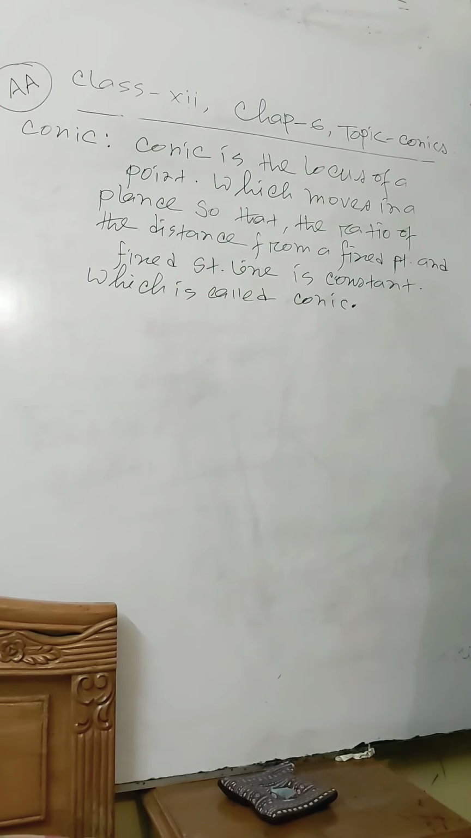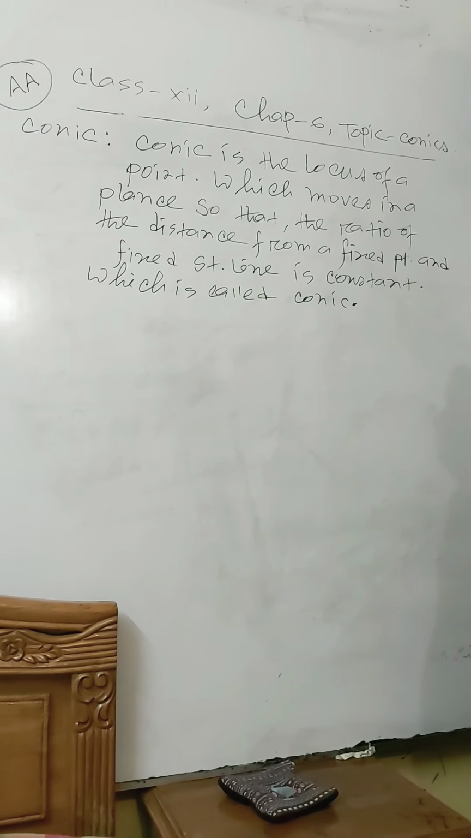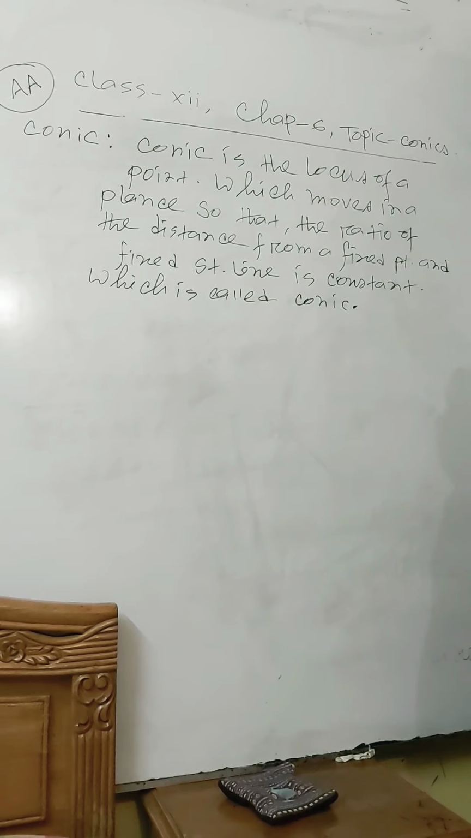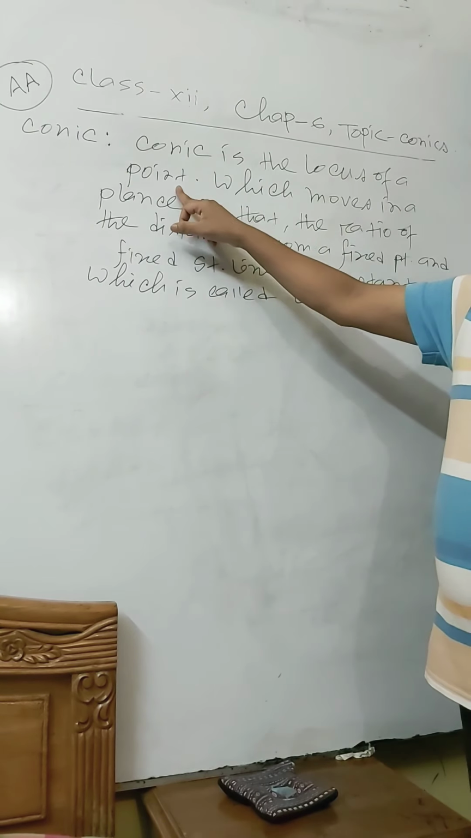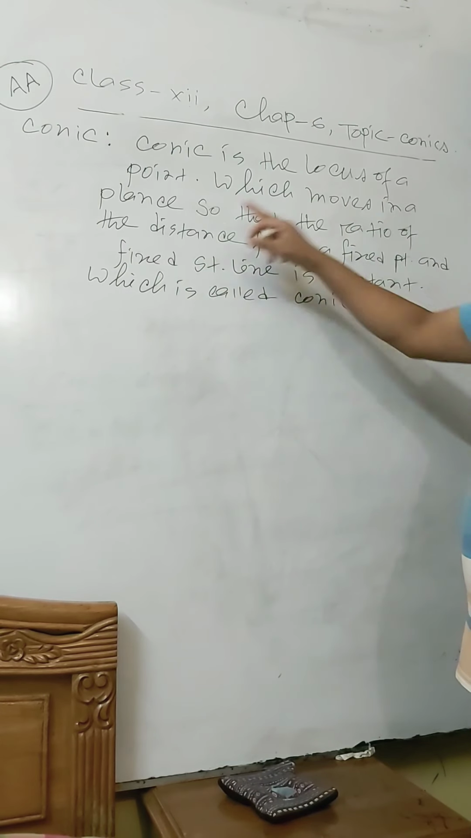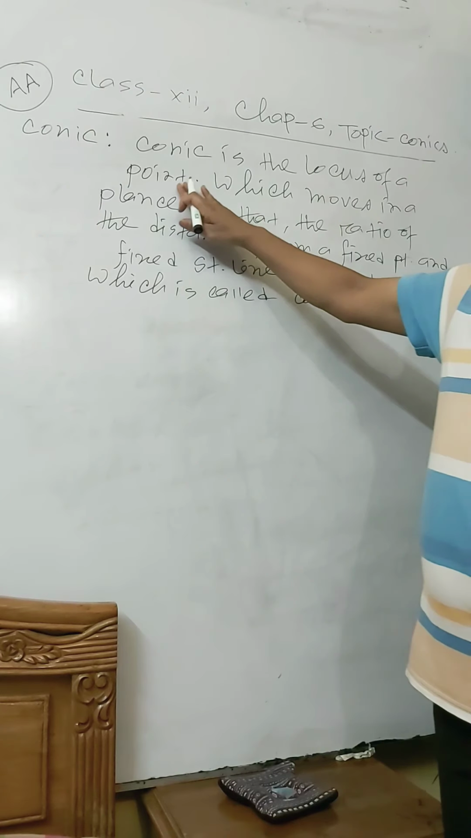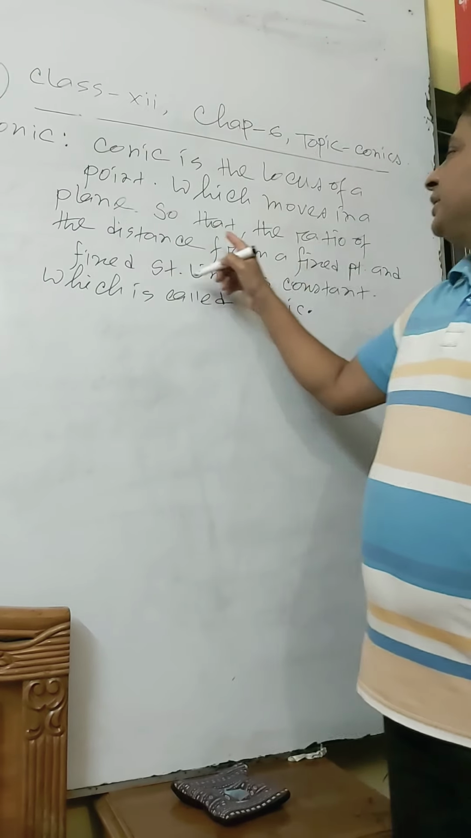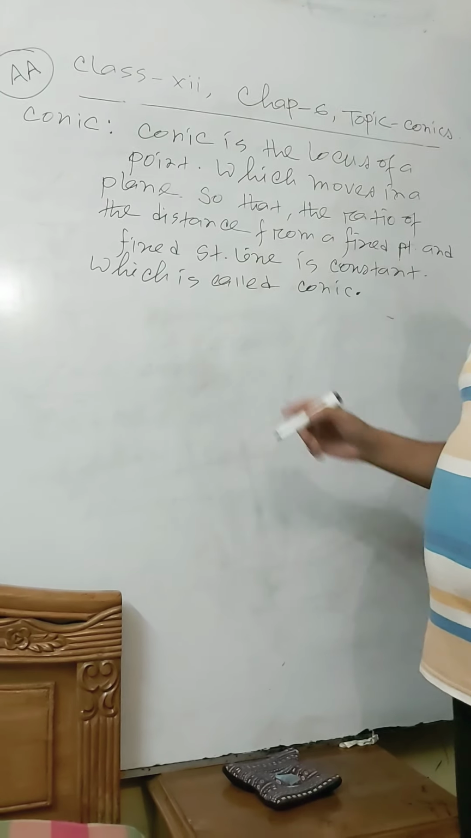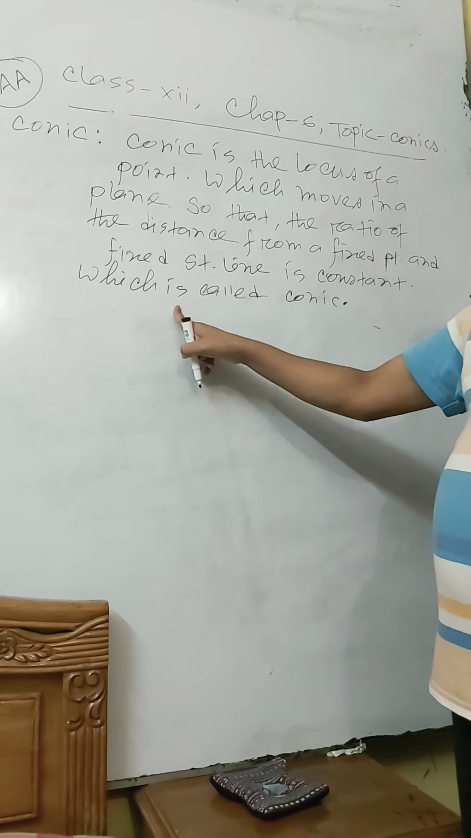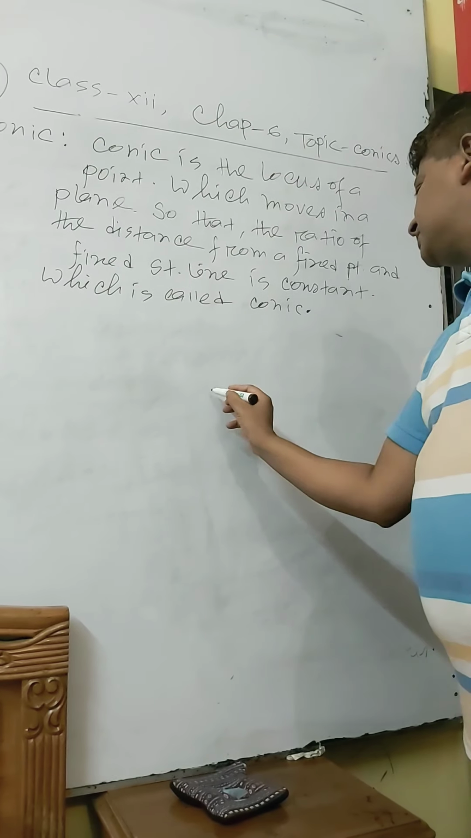At first, you have to give the definition of conic. What is conic? Conic is the locus of a point which moves in a plane so that the ratio of the distance from the fixed point and a fixed straight line is constant, which is called the conic. What is the fixed point? Let us now discuss this.